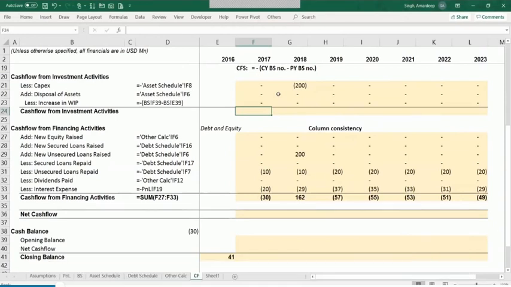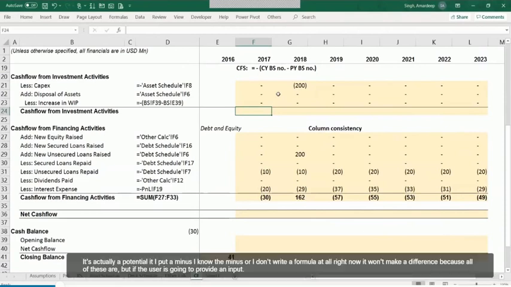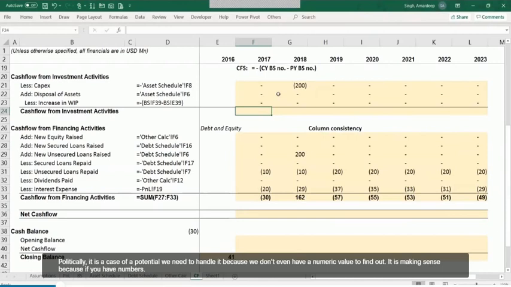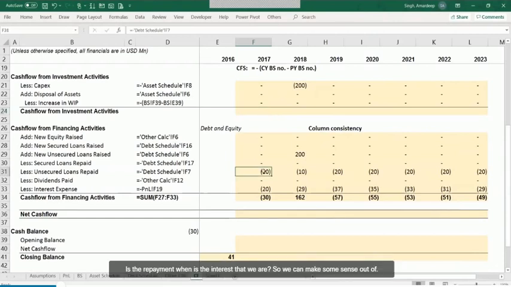Right now, we may not be able to identify this error. This is actually a potential error. If I put a minus or I ignore the minus or I don't write a formula at all, right now it won't make a difference because all of these are zero. But if the user is going to provide an input at a later stage, then definitely it is a case of a potential error. We need to handle it appropriately because here we don't even have a numeric value to find out if it is making sense or not. Because if we have numbers, we can still make out some sense. Okay, 10 is the repayment component, 20 is the interest that we are paying. So we can make some sense out of it. But making sense out of zero value is not possible. So obviously over there, the formula becomes very critical.